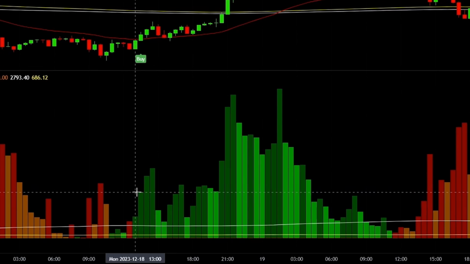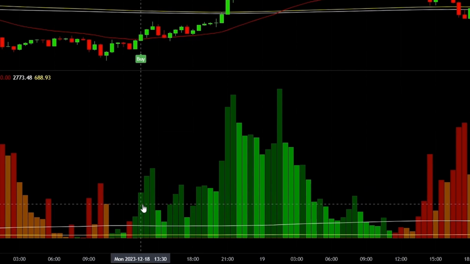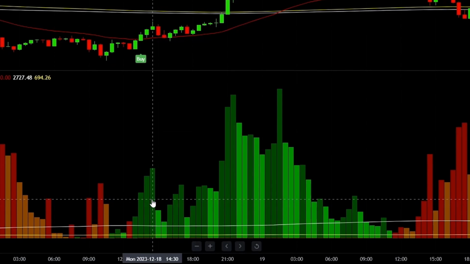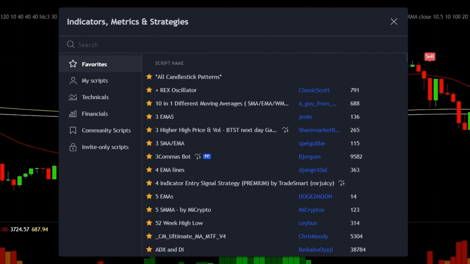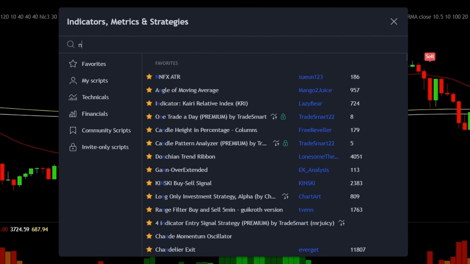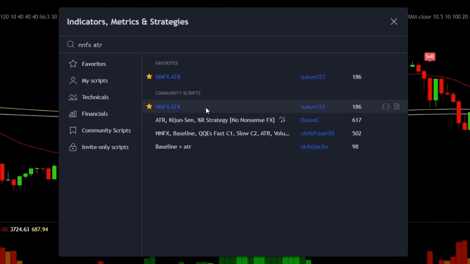Generally, when using this indicator, we want the bars to be above both of these lines to signal a strong trend. And finally, but not least, let's add our stop loss indicator. If you've been following us for a while, you know what's coming, the NNFX ATR. Add this one to your chart.